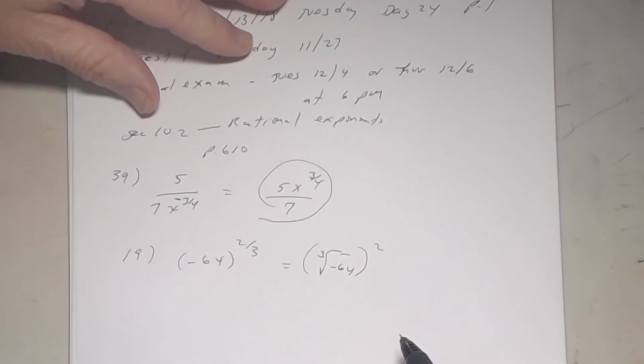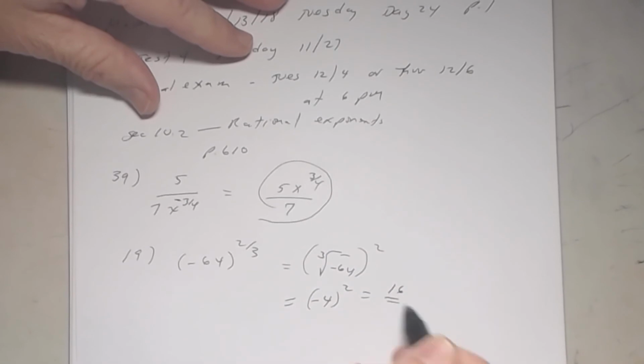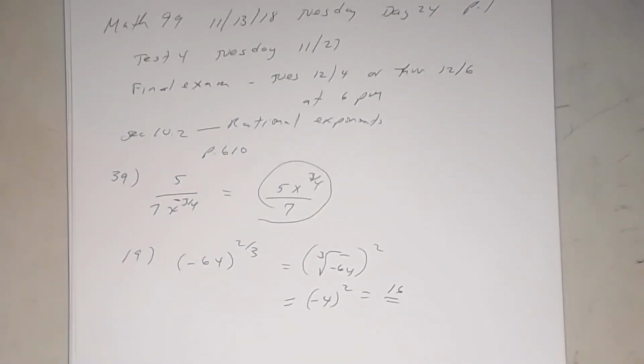What's the cube root of negative 64? Not 8. Negative 4. Sorry. And then I square negative 4, and what do we get? Positive 16. That's your answer.